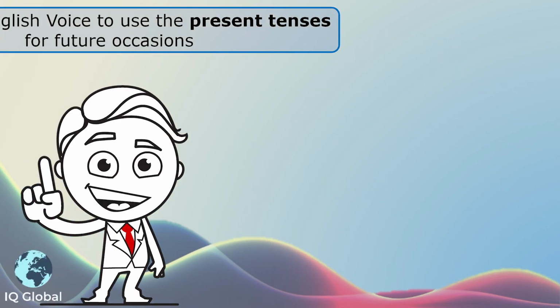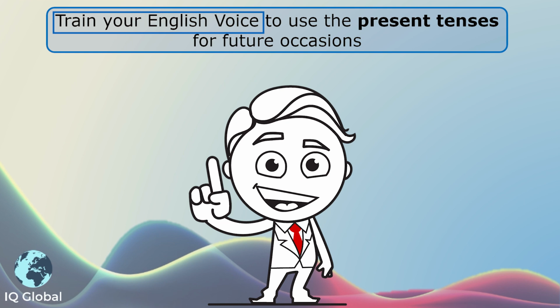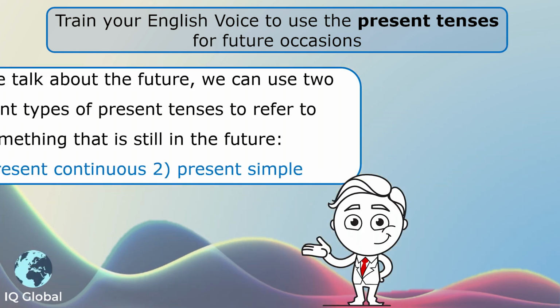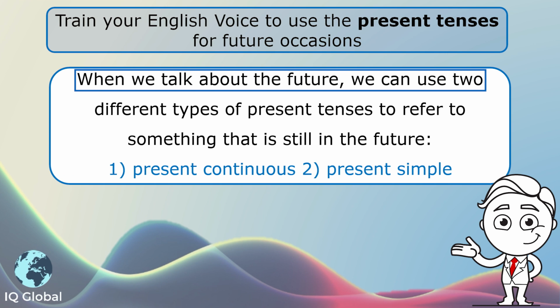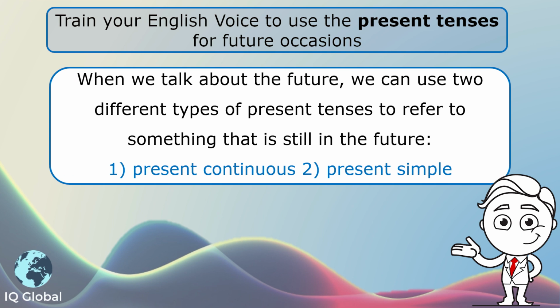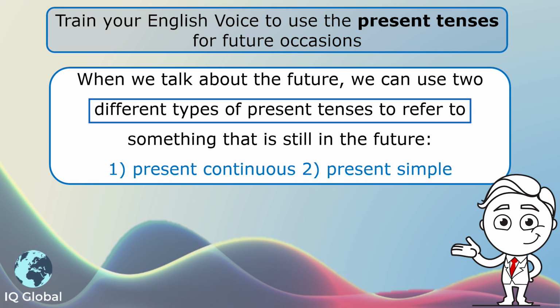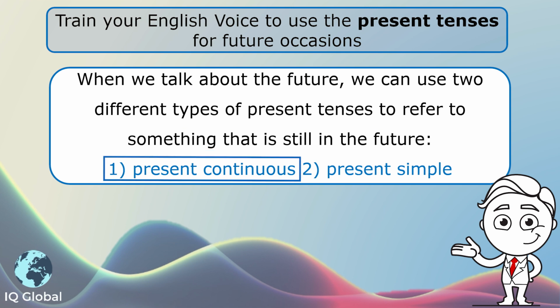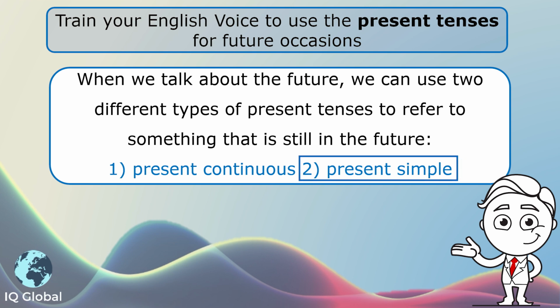Hello, today we are going to train your English voice to use the present tenses for future occasions. When we talk about the future, we can use two different types of present tenses to refer to something that is still in the future. We can use the present continuous tense, or we can use the present simple tense.